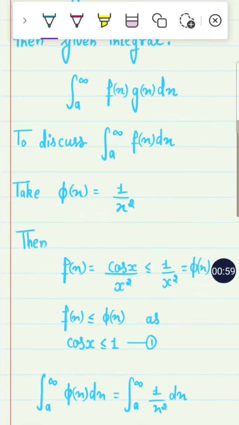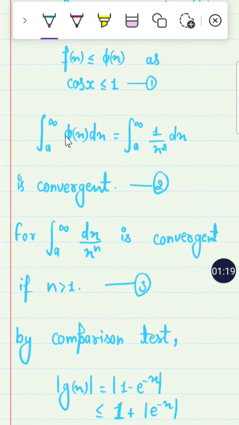Now let us discuss the integral from a to infinity of f x dx. This is f x, cos x over x square, which is bounded by 1 over x square. This will make phi x, because cos x is bounded by 1, right? So f x is bounded by phi x. Now define the integral of phi x. The phi x integral is 1 over x square dx. As this is 1 over x to the power p, when p is greater than 1, then it is convergent. So it is convergent.